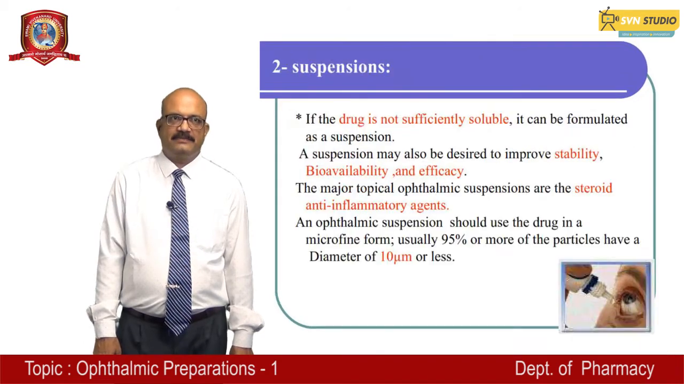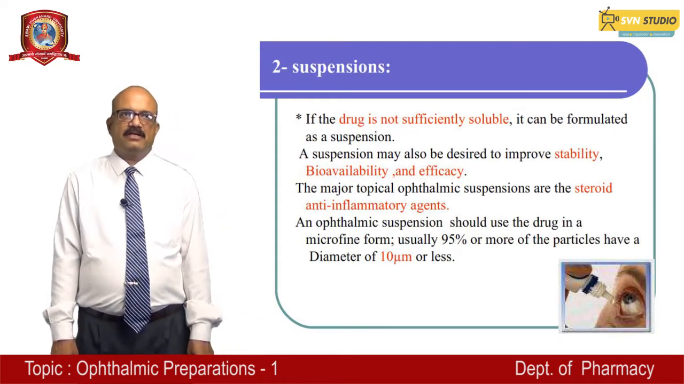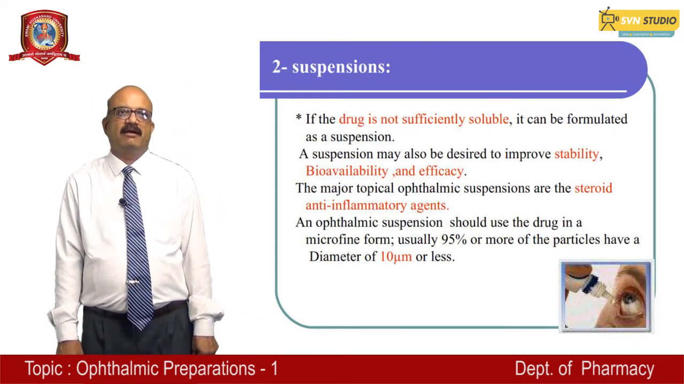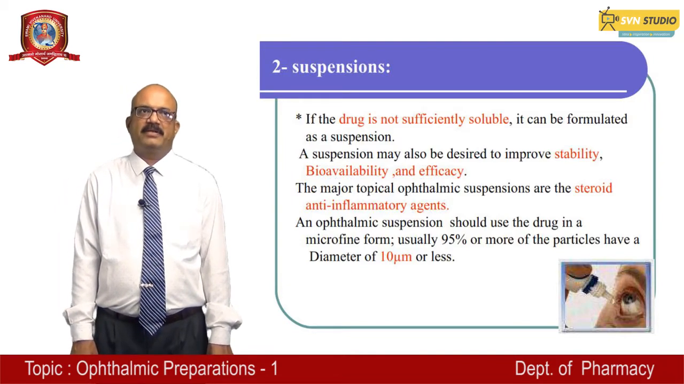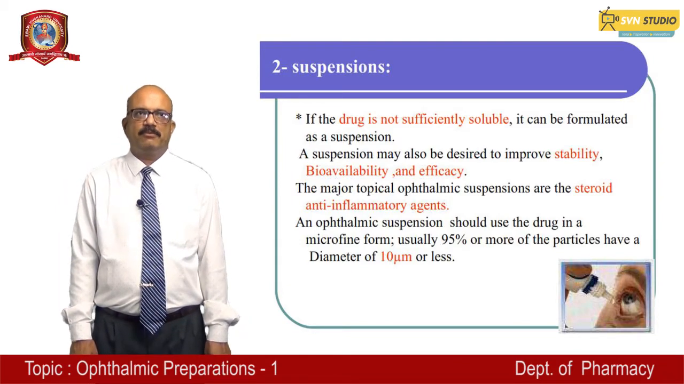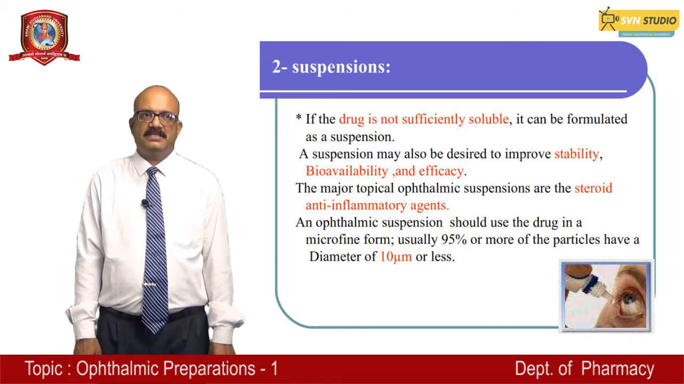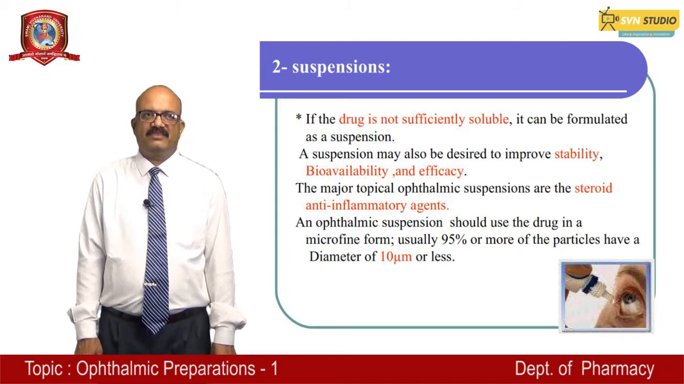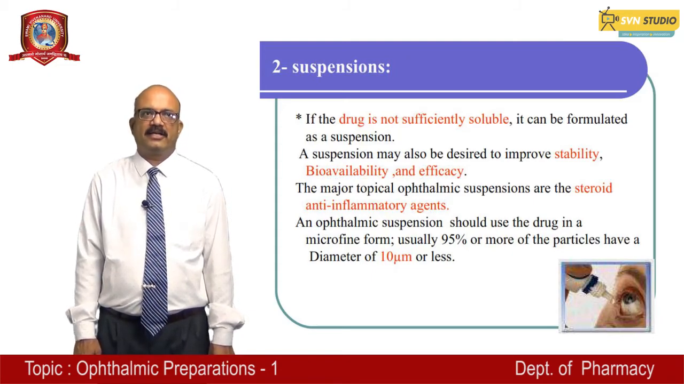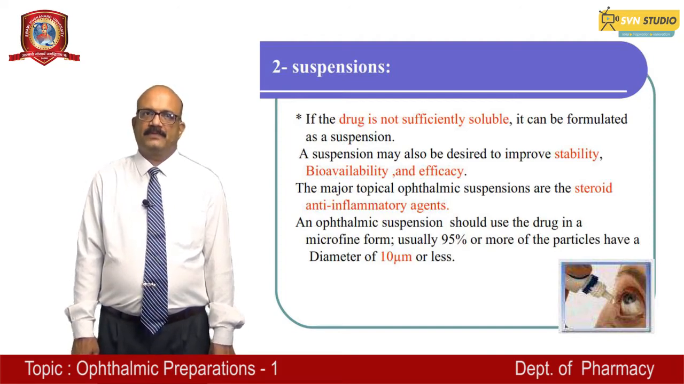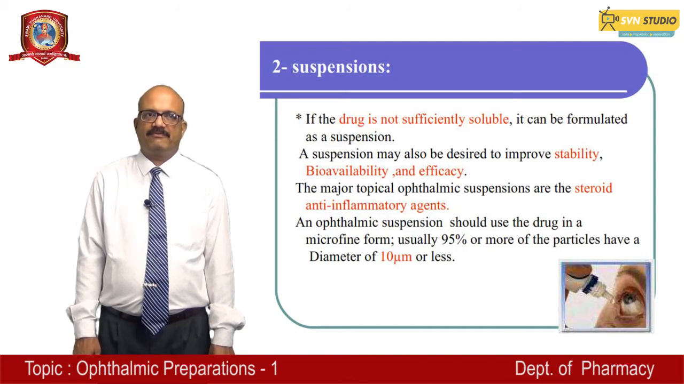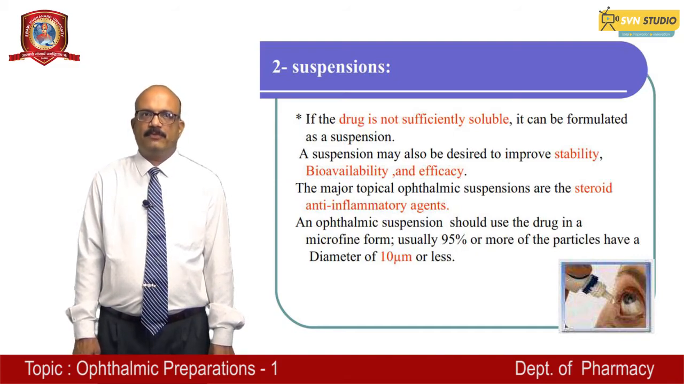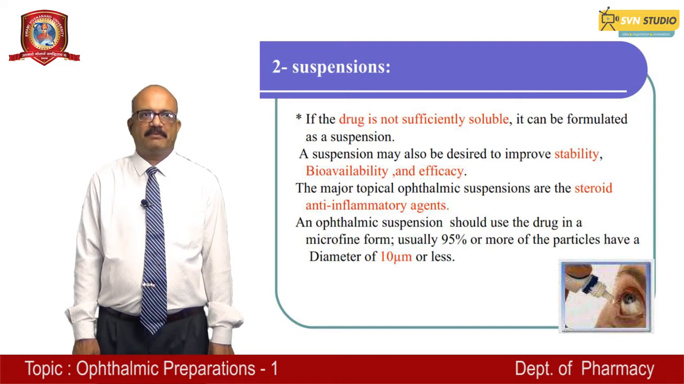Coming to the suspensions, if the drug is not sufficiently soluble, you have the choice to make it available in the form of a suspension. It can be formulated as a suspension, and a suspension may also be desired to improve stability, bioavailability and efficacy. The major topical ophthalmic suspensions are the steroid anti-inflammatory agents. An ophthalmic suspension should use the drug in a microfine form, usually with 95% or more of the particles having a diameter of 10 micrometers or less.